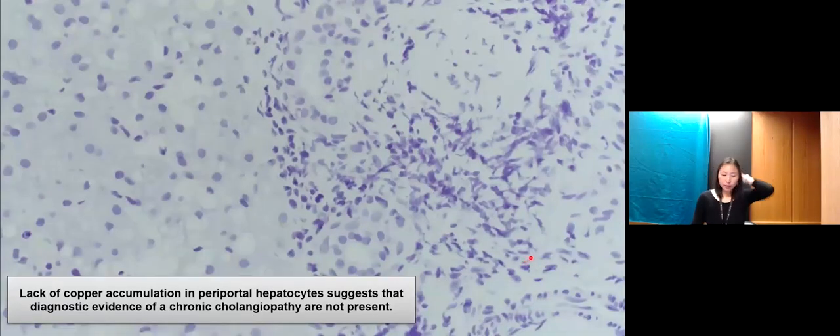There was also a copper stain that was done on this case. This copper stain happened to be negative. So copper accumulation in periportal hepatocytes is something that you can see in chronic cholangiopathies. But because of the issues with our rhodanine stain, having a positive copper stain is helpful. Having a negative copper stain, unfortunately, is not particularly helpful.